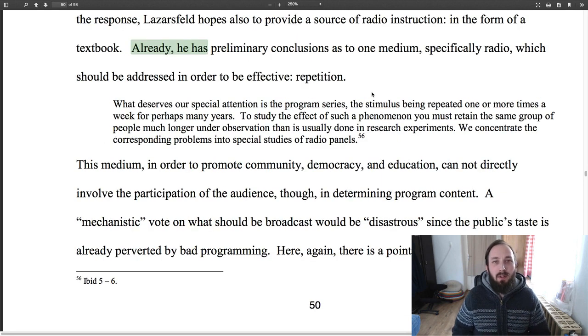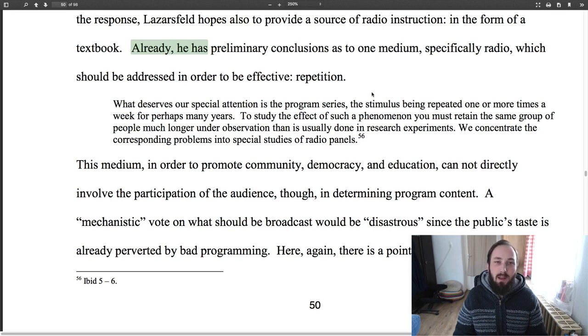Already, he has preliminary conclusions as to one medium, specifically radio, which should be addressed in order to be effective: repetition. This is again psychology. They studied this in depth. They know that they have to repeat certain messages for us to be programmed, to be obedient slaves in the system.